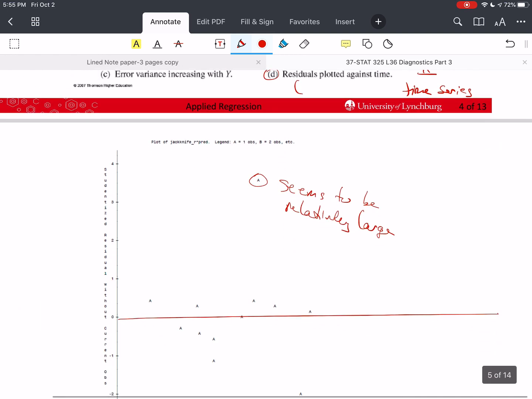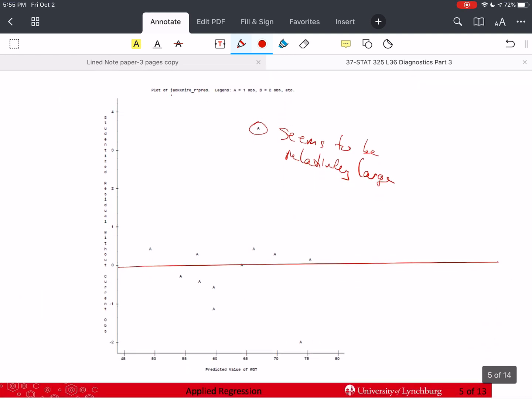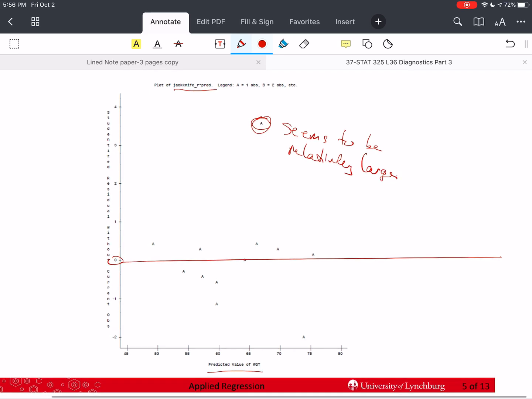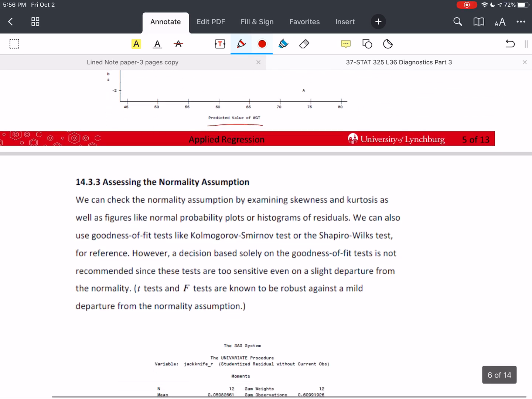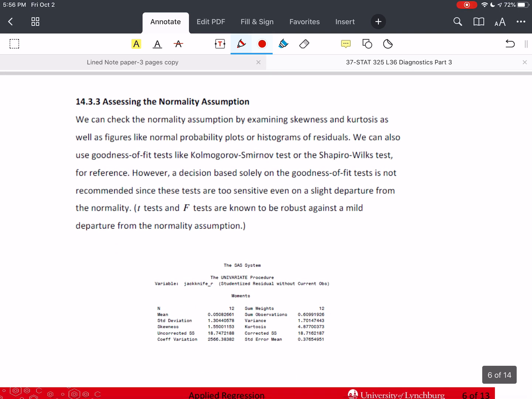Okay. So now we're looking at the jackknife residuals versus the predicted value of weight, WGT, in our example. And we only have 12 observations. If you look at the line, I've tried to draw a line pretty close to 0 here, for the most part we see some randomness around that, but we do have this one point that appears to be relatively larger than the rest, and it may be an outlier. And I think we identified some of these points in the last analysis.